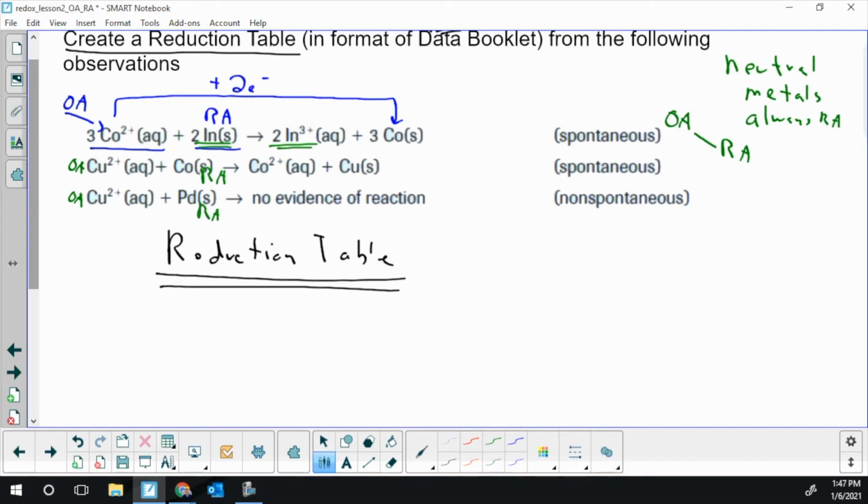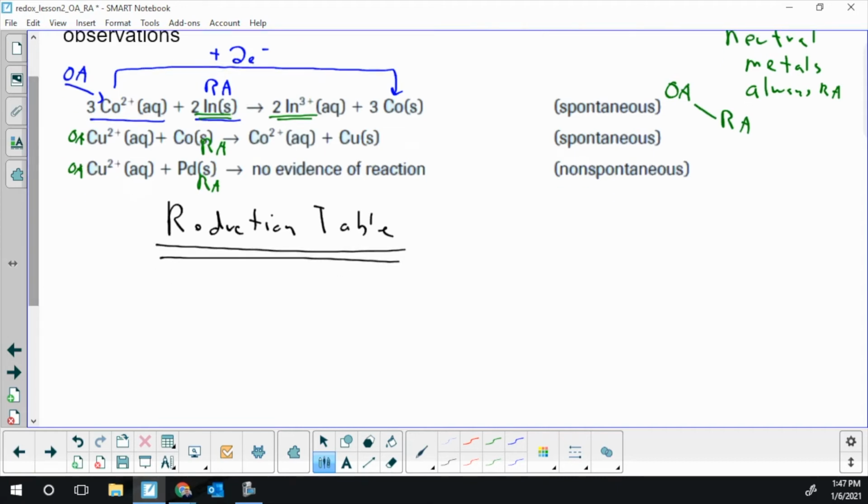Now I'm going to leave some space in between my equations because I don't know if something's going to be above or below it as I work through the second or third reaction. So OA is cobalt 2+. And let's get out that whole half reaction before we move on. Cobalt 2+, we can see in our reaction, makes just cobalt. And we're going 2+ to 0. So that's going to require 2 electrons to go from 2+ to 0.